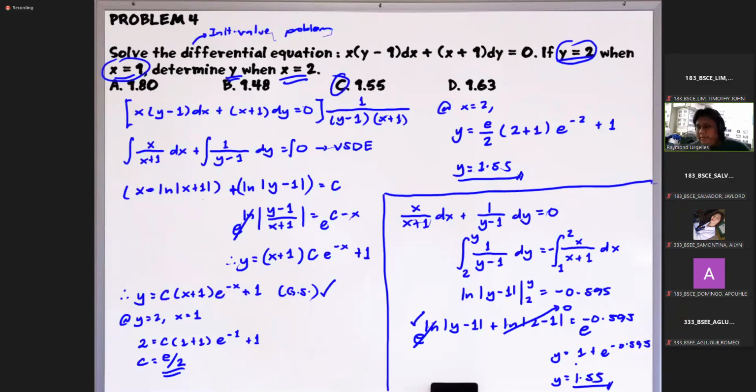Okay, so any questions para sa problem na to? Okay. So sa inyo yung difference ng particular sa general solution. Sa particular solution, wala na tayong arbitrary constant, diba? Sinosolve natin yung arbitrary constant using the initial values, no? Pero pag general solution, meron pa tayong arbitrary constant. Okay? So any questions so far? Okay.